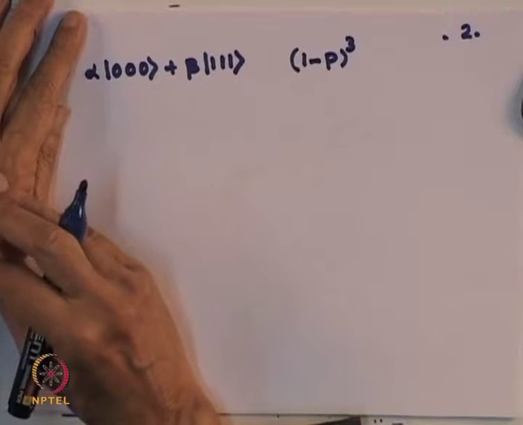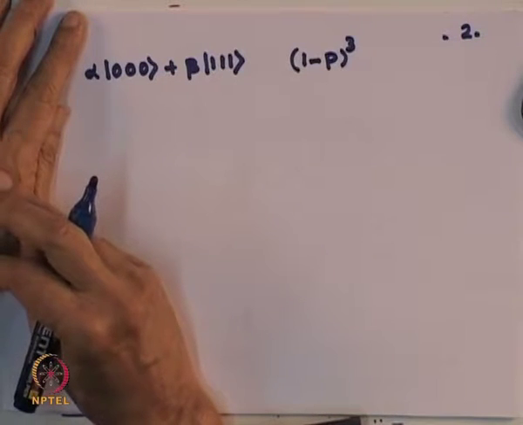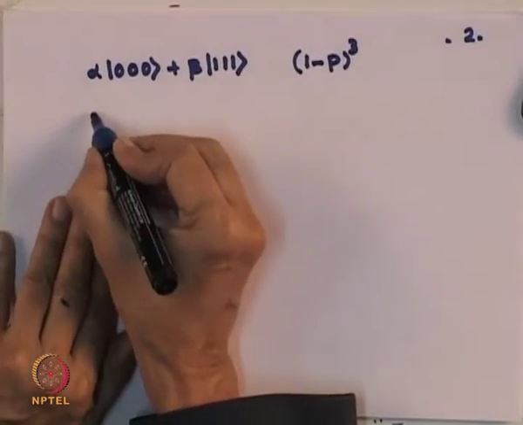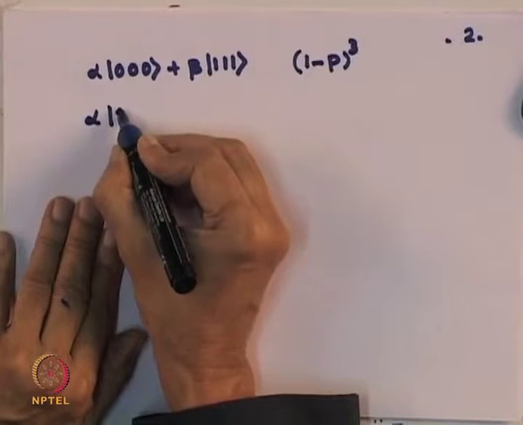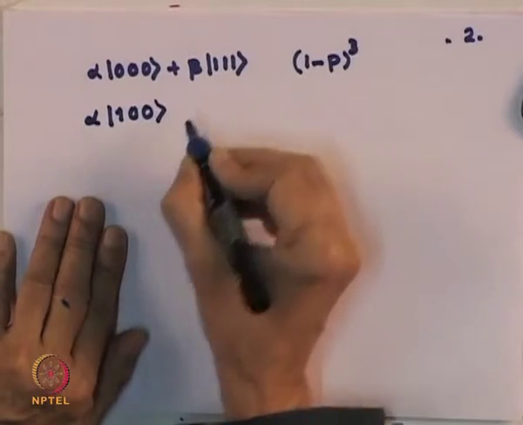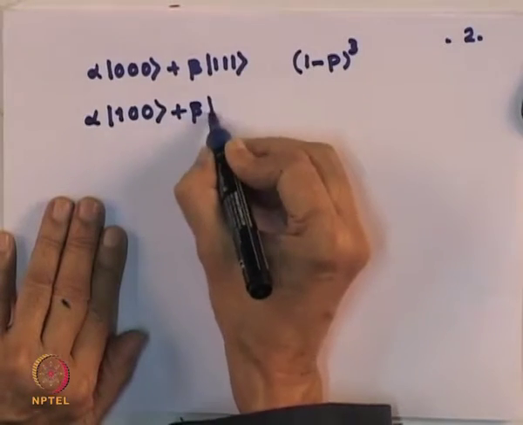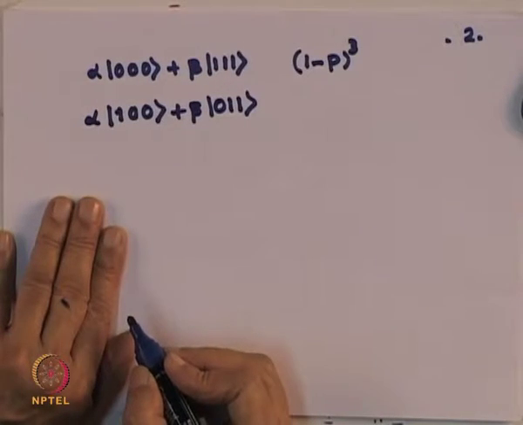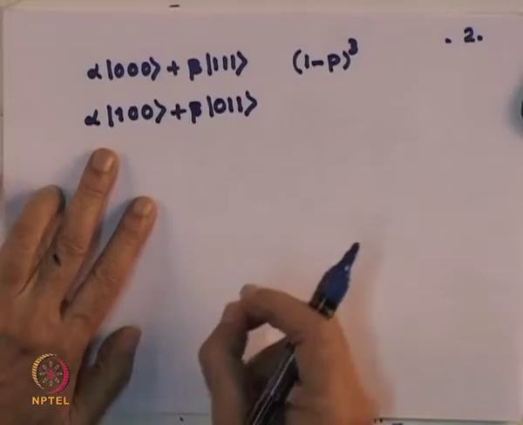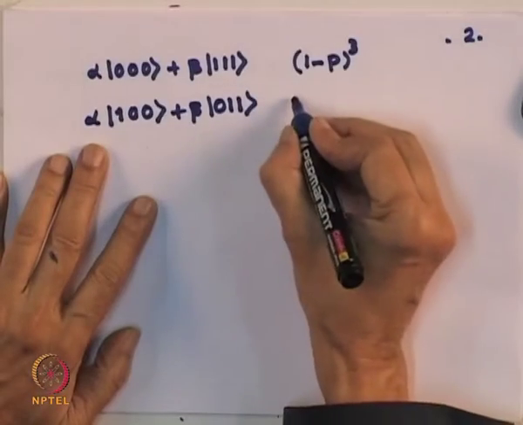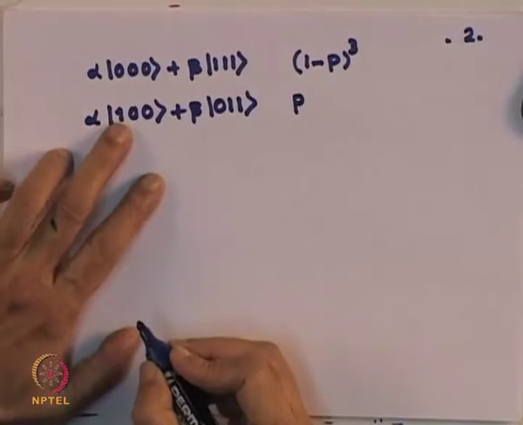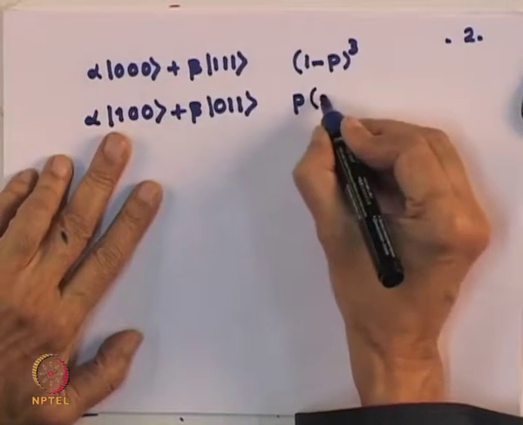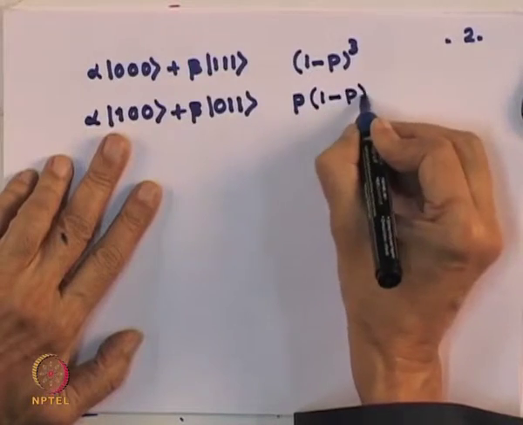Now, let us look at this single qubit flip situation. Suppose my first qubit is flipped, then my state will be alpha 1 0 0 plus beta 0 1 1 when you flip the first qubit, and the probability of this happening will be clearly p times, because that is the probability of a flip, into (1 minus p) square.